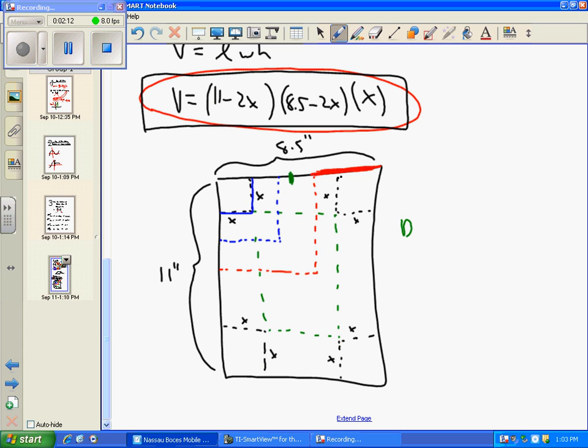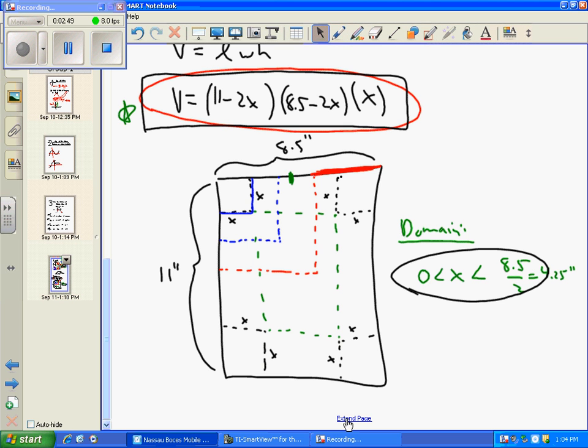So that means our domain for this question would be, you can cut out a square whose length is slightly bigger than zero, but additionally the length of the square needs to be less than 8.5 inches over 2, or 4.25 inches. Now that we have a domain, we're ready to take this function V and put it into the calculator with this domain and graph it and see where the maximum value occurs. So that's what we're going to do now.